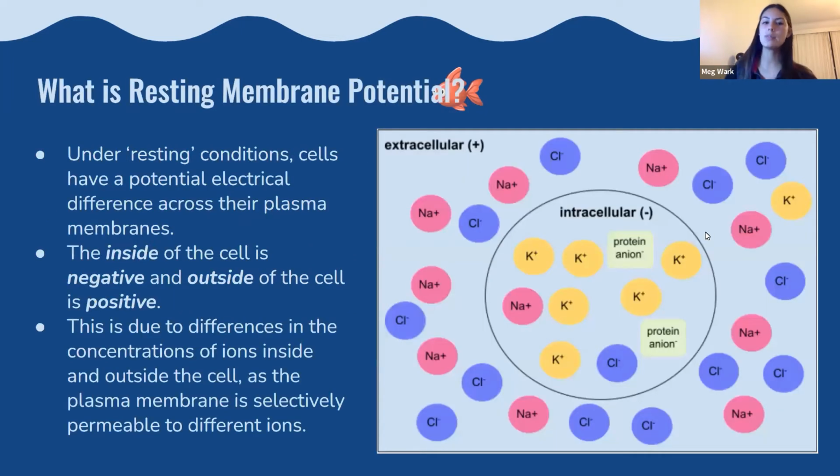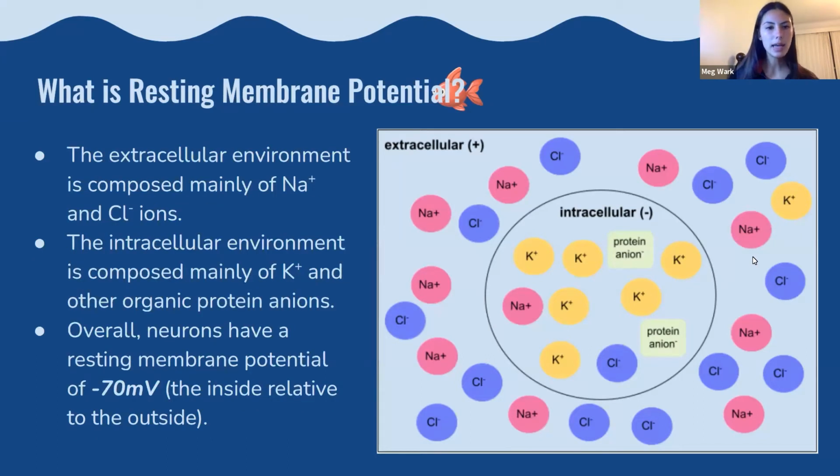So first, what is resting membrane potential? Under resting conditions, which is basically all the time when an action potential isn't being generated, which we'll discuss next, so this is just normal conditions essentially, cells have a potential electrical difference across their plasma membranes. The inside of the cell is negative and the outside of the cell is positive, as you can see in this diagram here. This is due to differences in the concentrations of ions inside and outside the cell, as the plasma membrane is selectively permeable to different ions.